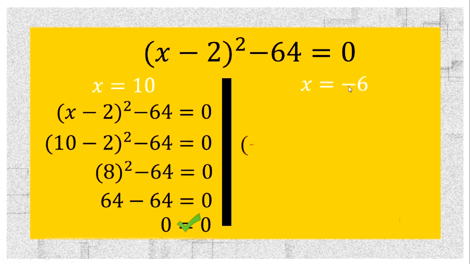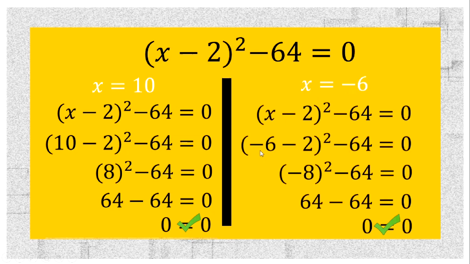How about this one? If x is negative 6, we have quantity negative 6 minus 2 squared minus 64 equals 0. Negative 6 minus 2 is negative 8. And negative 8 squared is 64. 64 minus 64 is also equal to 0.